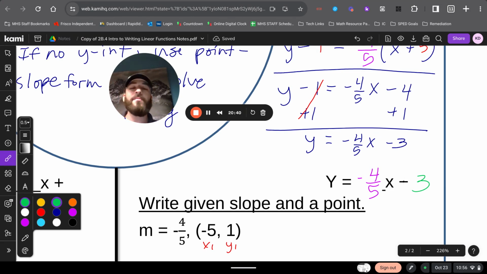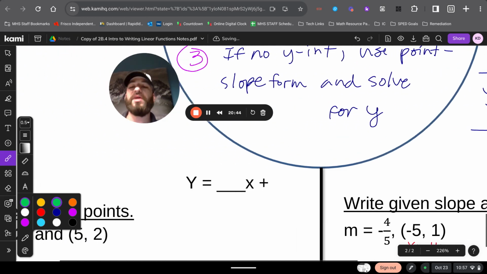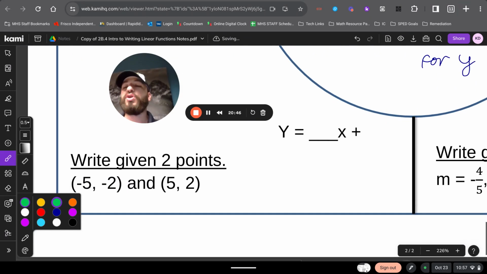Each of them, I would say, kind of progressing in difficulty. The last one we're going to see could be the most difficult, and that's if we're just given 2 random points. So we're not given the slope, we're not given the y-intercept, and these 2 points, they're just 2 points on our graph. So if we have this situation, it means we're going to have to do the most work because we're going to have to solve for our slope, and we're going to have to write it in point-slope form, and then solve it to be in slope-intercept.